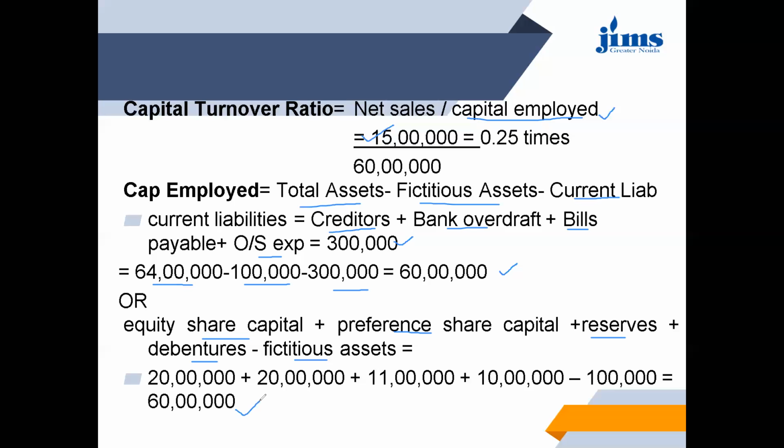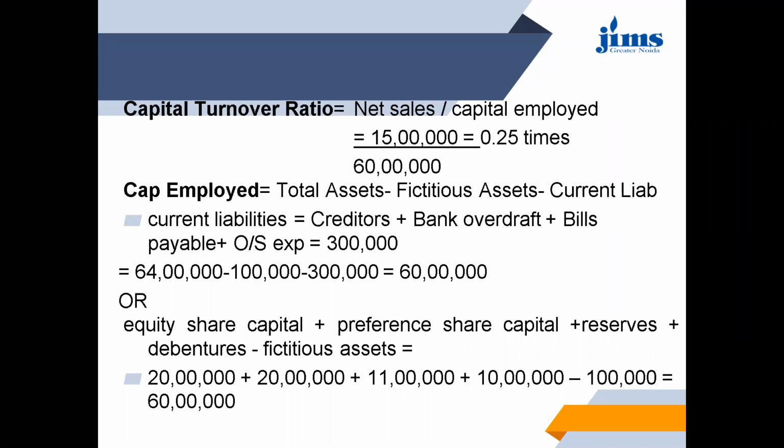So whether you calculate with the first formula or second formula, value will come automatically the same. So based on the information which is given in the question, we can calculate the capital employed with any of the formula. So capital employed is 60 lakh. So 15 lakh divided by 60 lakh is 0.25 times. So capital turnover ratio for this particular firm is 0.25 times.